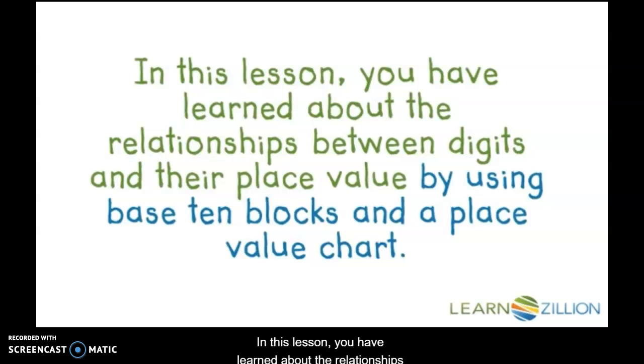In this lesson, you have learned about the relationships between digits and their place value by using base 10 blocks and a place value chart.